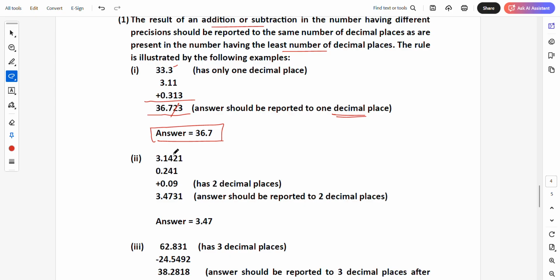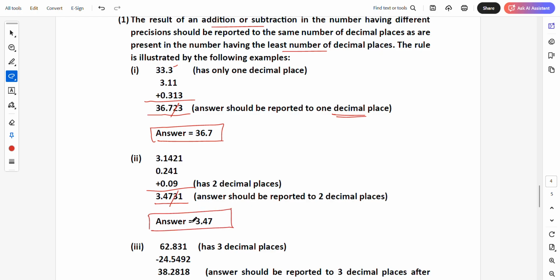Again, addition only. Still we are in the addition. Now how many decimal places? 1, 2, 3, 4. 1, 2, 3. Here 2 decimal places are there. Now add that. After adding, you will get this one. The answer should be reported to how many decimal places? 2 decimal places. 2 decimal places means you have to omit this 3. 3 is less than 5. The previous number will be as it is, 3.47.